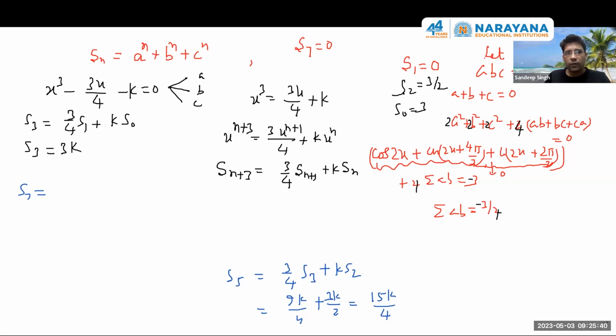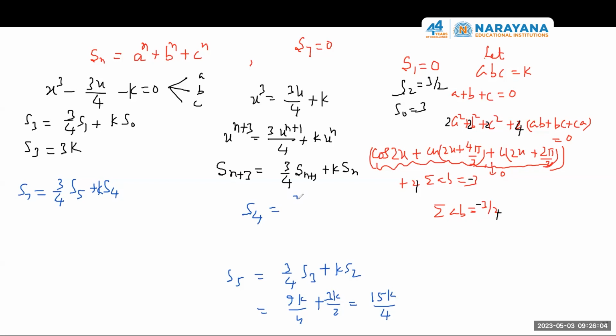No, S4 is also required. Why is S4 required? Because S7 will contain that term. So S7 will be 3/4 S5 plus K times S4. So let us bring back those values also. What was the value of S4? 9/8. No issues. So I shall substitute here, and S7 will come out as a multiple of K.